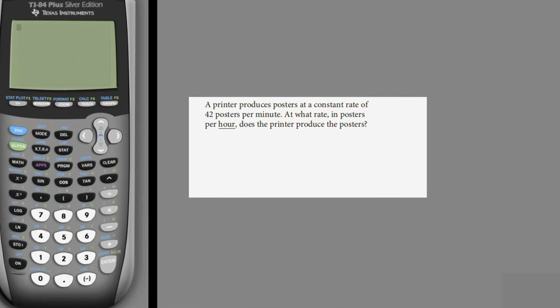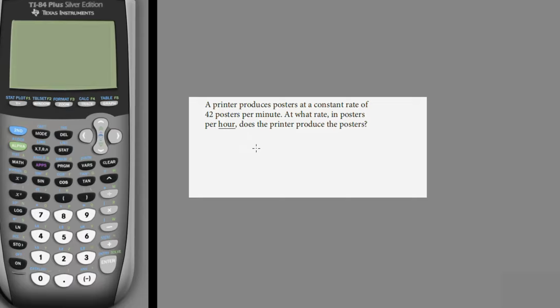In this video, we're going to learn how to solve this SAT maths question easy and fast using the calculator. Alright, so let's get started. The question says a printer produces posters at a constant rate of 42 posters per minute. At what rate in posters per hour does the printer produce the posters? So guys, this question is very simple, very cheap. All you need to know here is to interpret the question and you'll be good to go.